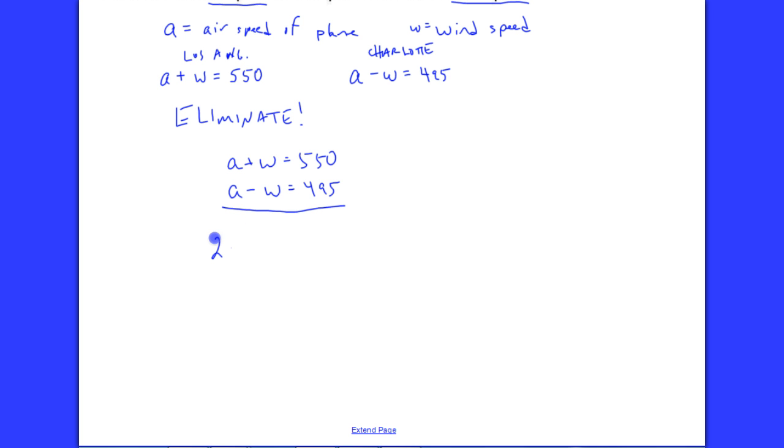A plus A is 2A. The W minus W is gone. And then I add straight down here, and I get 1,045 as I add. All right, let's divide that by 2 to solve for the A. And we get A is approximately 522.5 miles per hour is the plane speed.